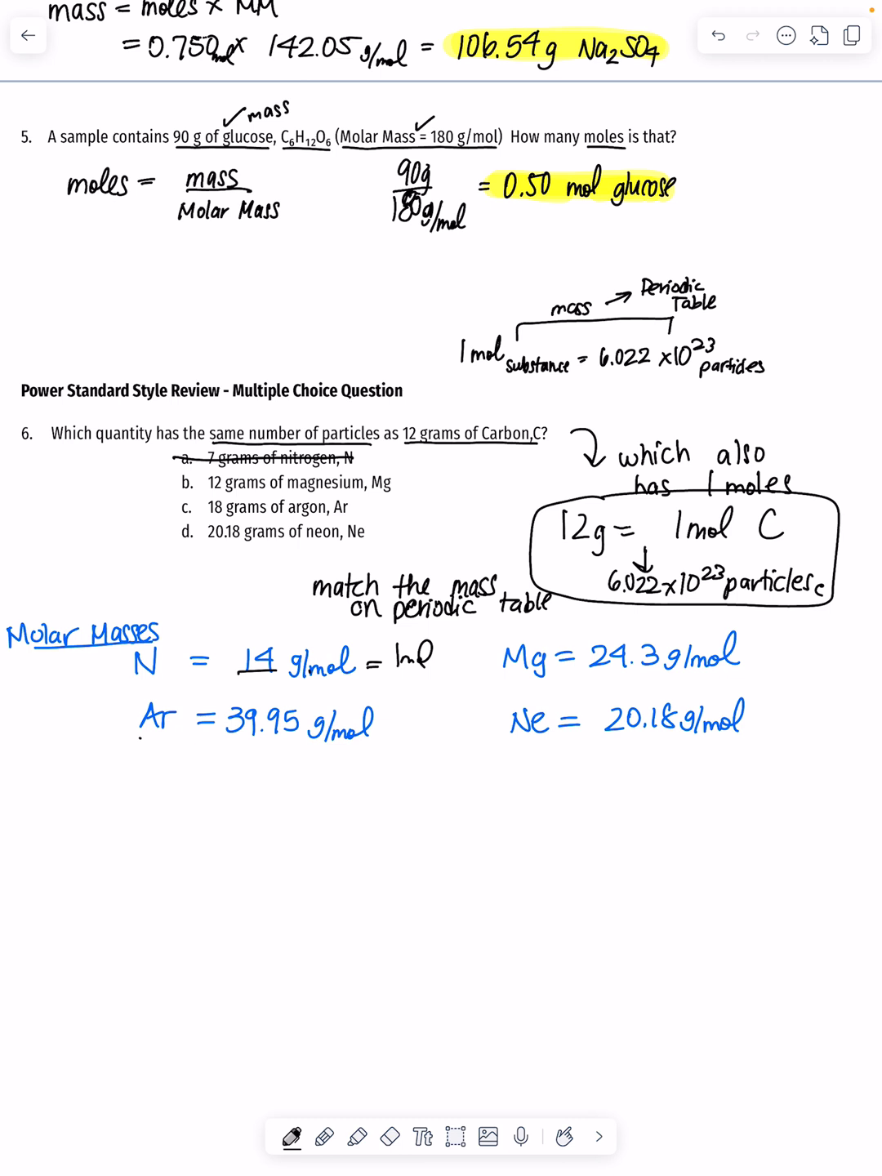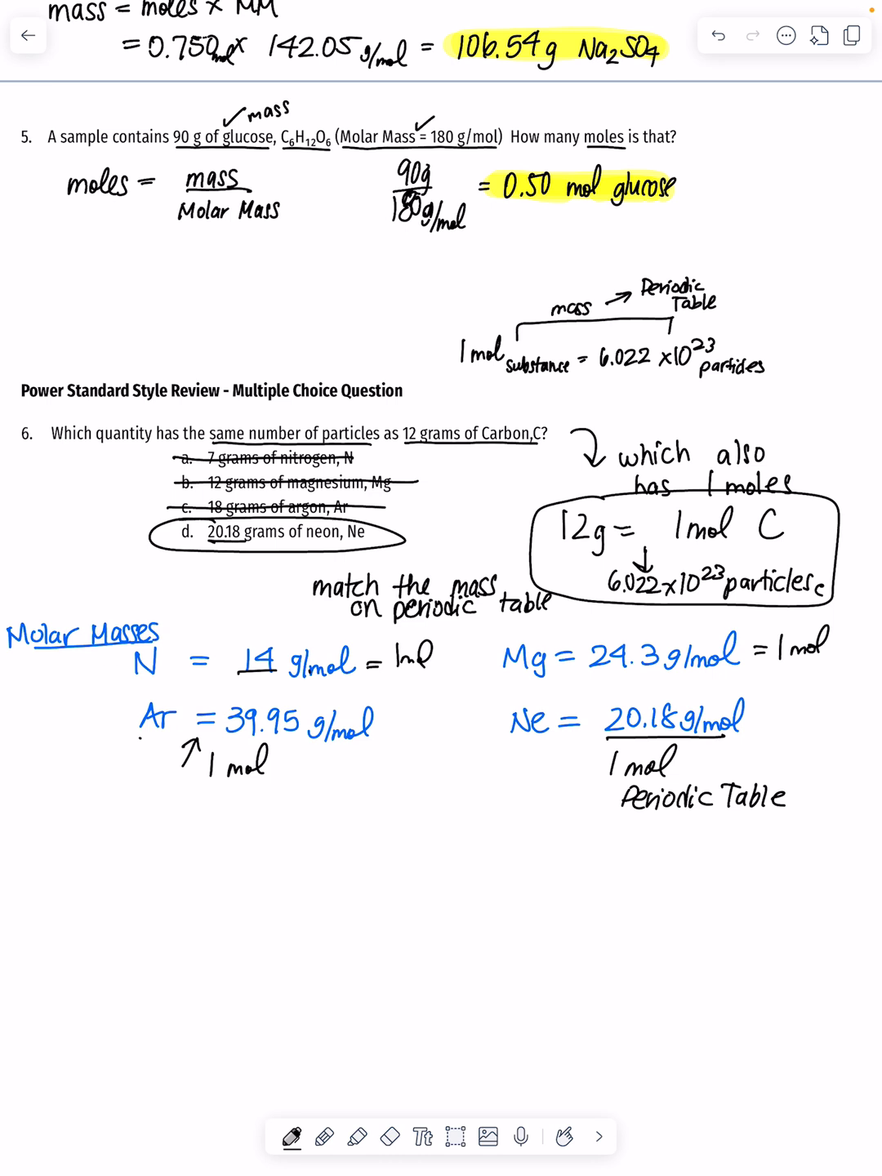B says 12 grams of magnesium. Well, 1 mole of magnesium is 24.3 grams, not 12 grams. C, 18 grams of argon. Argon's molar mass is 39.95. It will not have the same number of particles if it was 18 grams, which leads me to the last choice, the correct answer, 20.18. Yep, that is the number that is on the periodic table. So the correct answer is choice D.